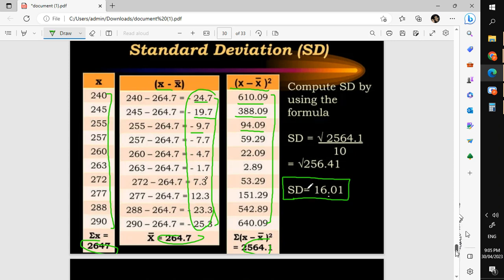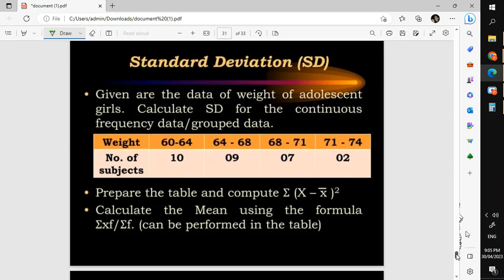Unya, kung variance pod ang given, kuha lang ang square root ana na value, that will be the value of your standard deviation. Okay? Okay, another example. Given are the data of weight of adolescent girls. Calculate the standard deviation for the continuous frequency data or the group data.